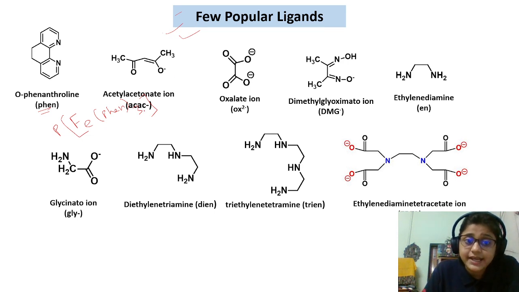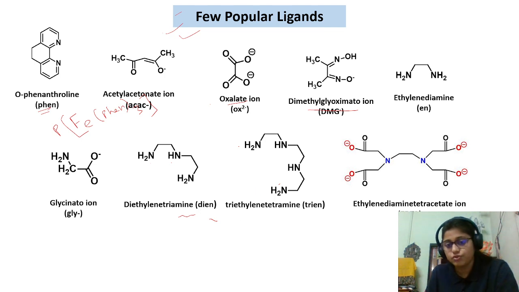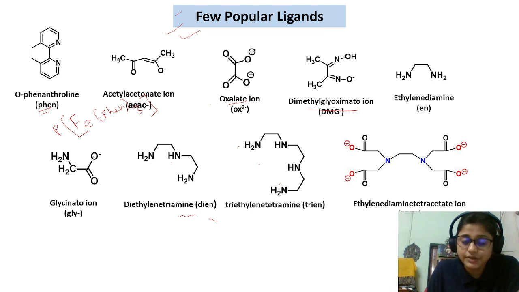So this is ACAC minus, the acetylacetonate ion, the oxalate ion, dimethylglyoximato ion, ethylenediamine, glycinato ion, diethylenetriamine, with three, four and six donor sites. These are some important structures. I will not say remember, but you have to keep these structures in mind, so that when we are solving the questions, it will be helpful for you.